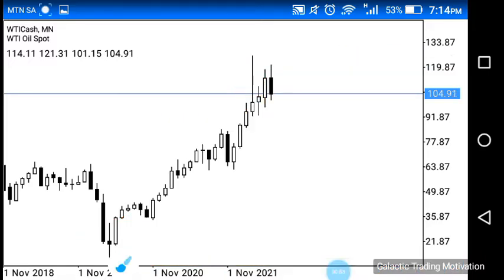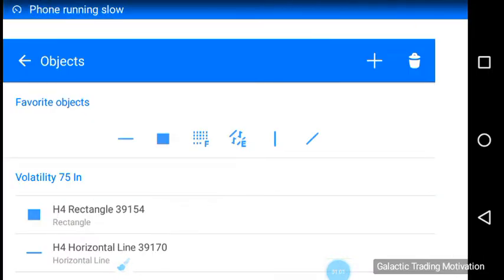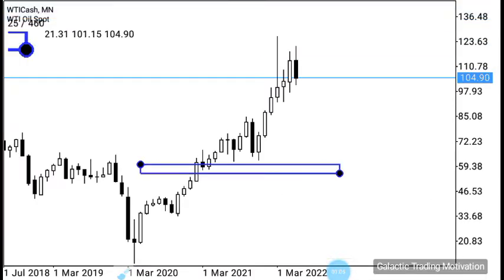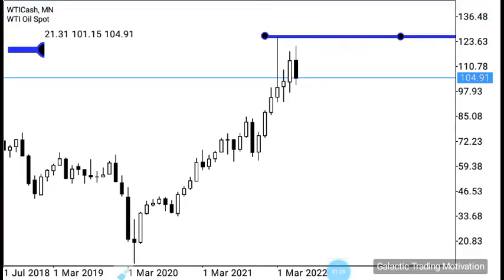Let's continue. Over and above that, in fact, before we continue, I'm just going to add a line to the bullish candlestick. Just bear with me. I'll just add it in this manner so that we don't forget about it, as that is a very important area.